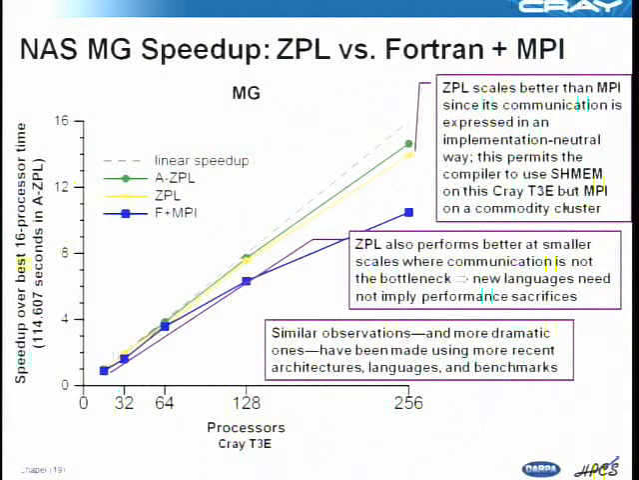The other interesting thing is that ZPL actually performs better at the smaller scales as well. When you give new language talks, especially in the HPC community, people say, well, Fortran gets great performance, why would we ever want to use anything different? We're going to lose performance if we go to your language. And that's not necessarily true if you design your language well.